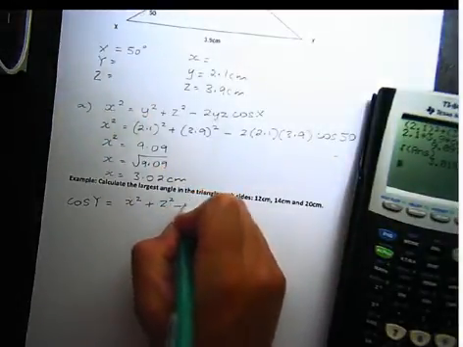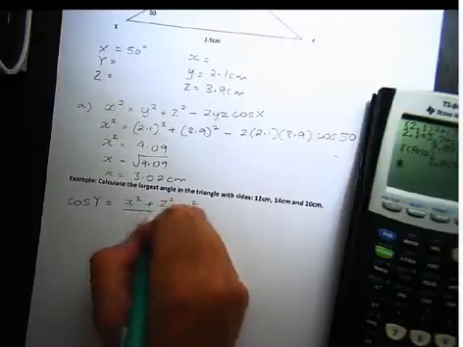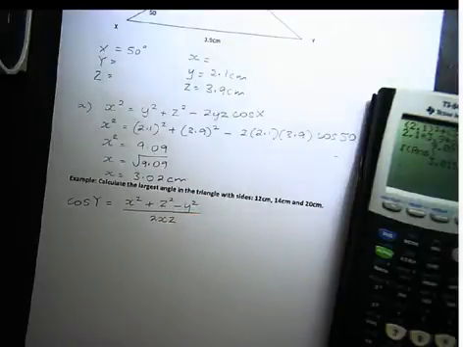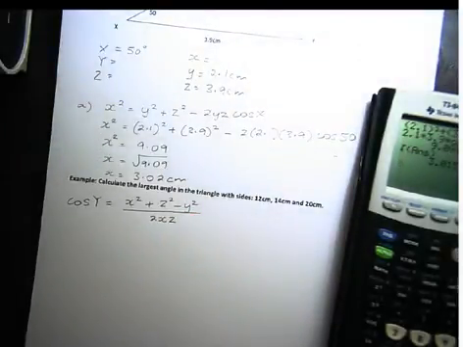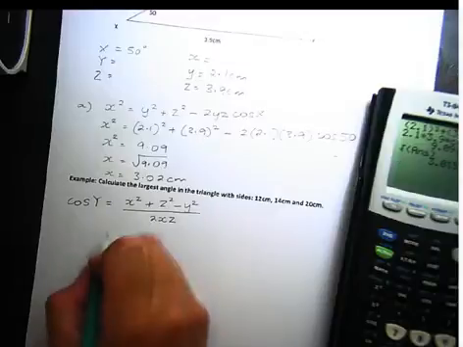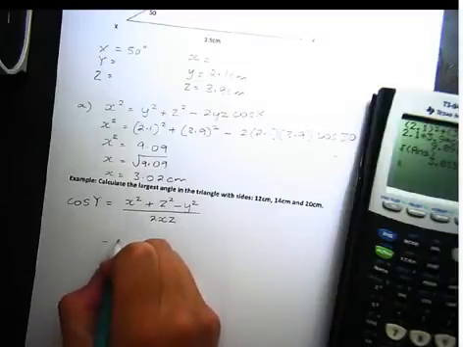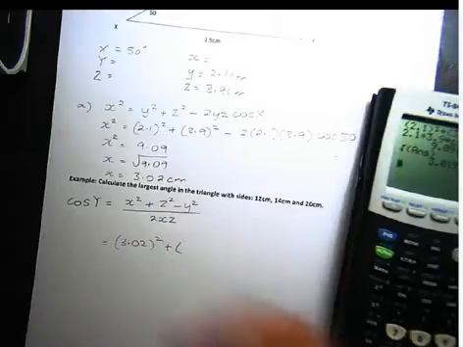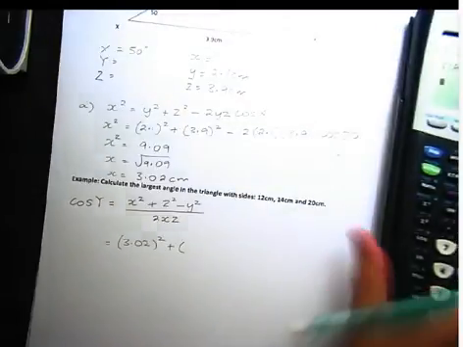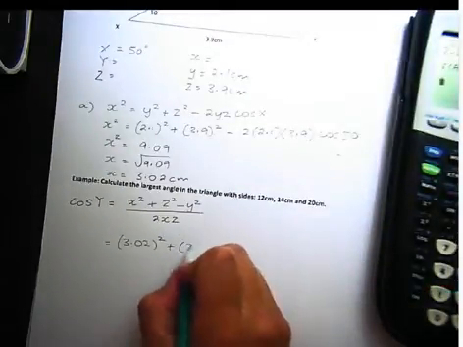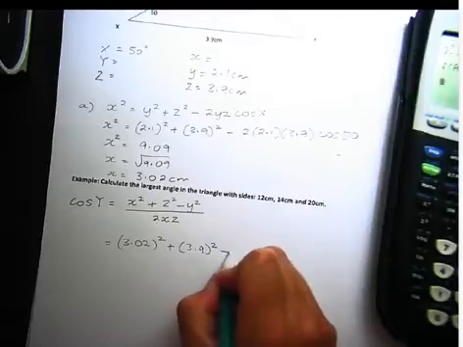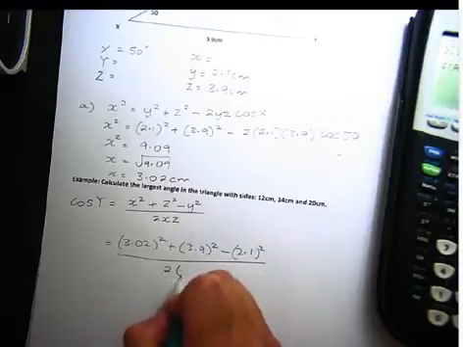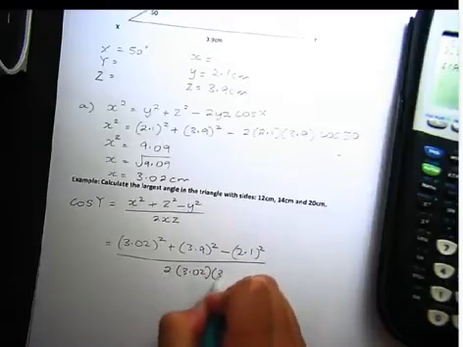Take away y squared divided by 2xz. Okay, so just follow the pattern of where all the letters go. So now I've got x squared, which x is 3.02, plus, now you've got to be a bit careful with your brackets and things here. That's 3.9 and that's 2.1. 2 times x times z.